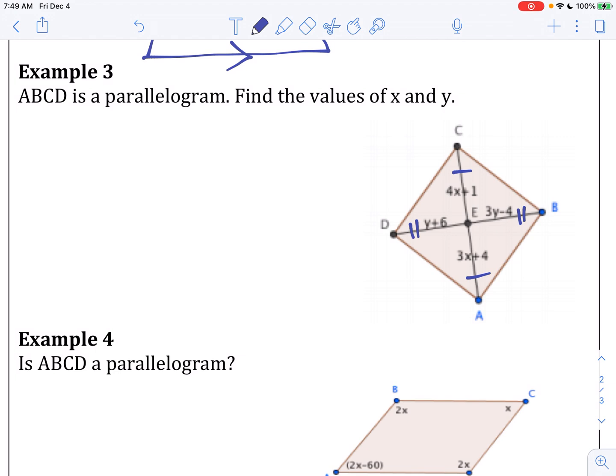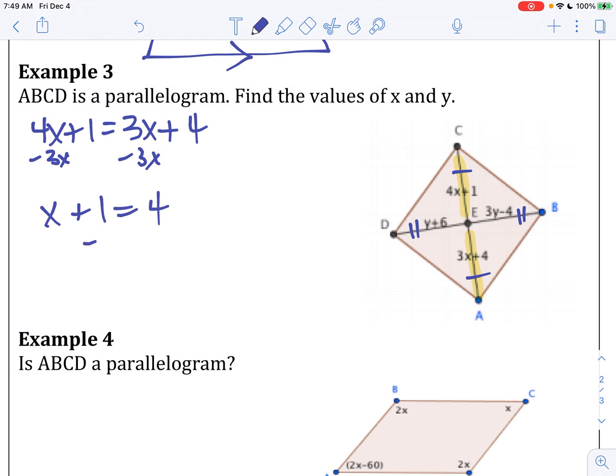We know that CE, this top piece, is congruent to EA, this bottom piece. So we can write the equation x plus 1 is equal to 3x plus 4. Okay, we need to get x all by itself, so I'm going to choose to subtract 3x on both sides. So that gives me x plus 1 equals 4. I'll subtract 1 on both sides, so x is 3.